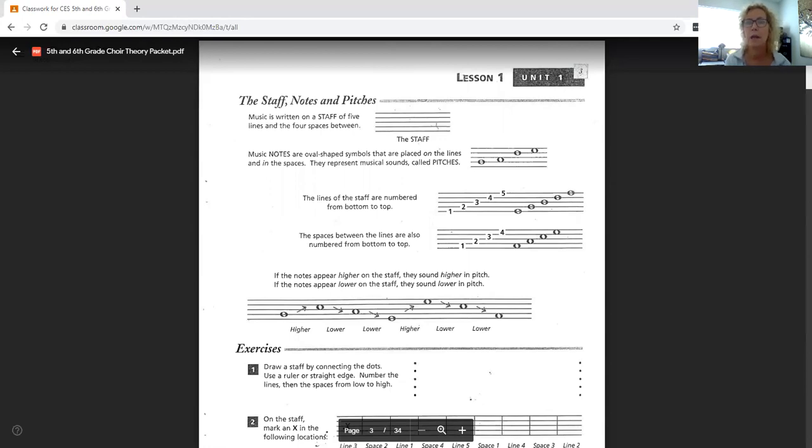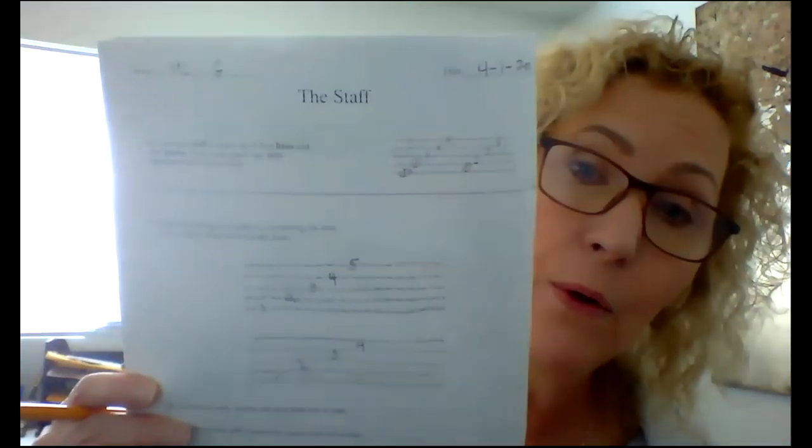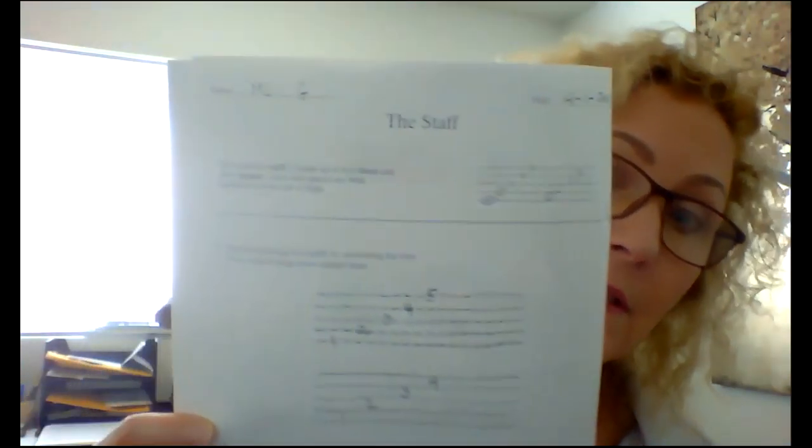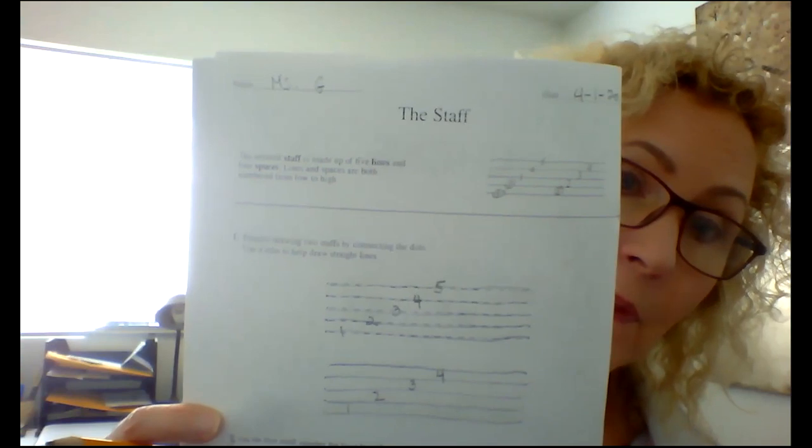I'm going to go ahead and show you my packet so you know where we are. And yay, I was excited when I looked at this a minute ago to see that when I hold this up, you are able to see it pretty well. All right? So the first thing that we're going to do is a quick review of lines and spaces. And I know this is review, guys, but it's always good to go back and start at the beginning and then go from there.